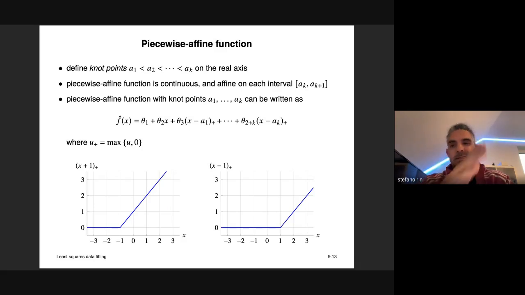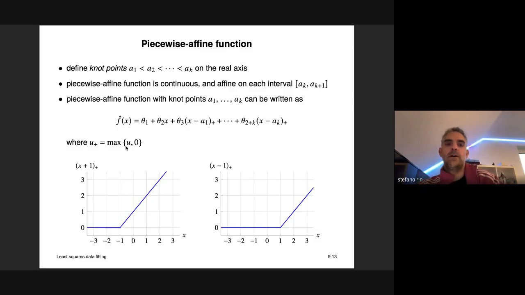So what you can do instead is chop up your interval, and on each of these intervals you can have a well-behaved polynomial function. What we want to do is define a set of knot points a1 to ak on the real axis, and then have a piecewise affine function on each interval ak to ak plus 1. So in the piecewise affine function, you have the knot points a1 to ak, so that we have an f hat of x, which is this here.